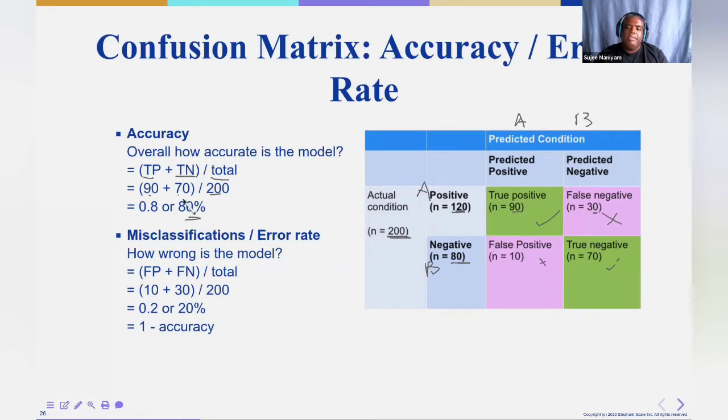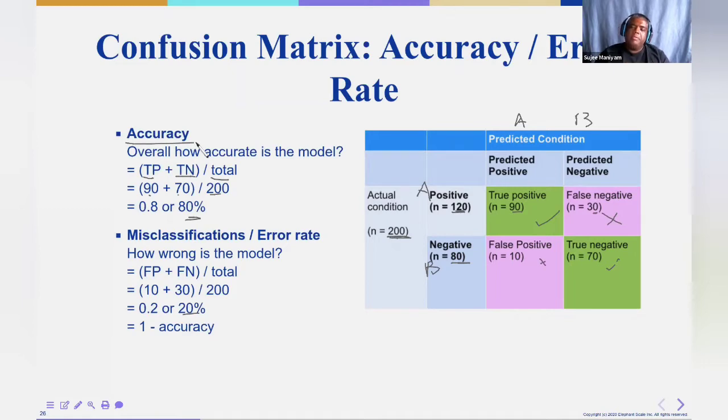What's the error rate? It's the opposite of this. If I'm 80% accurate, my error is 20%. You simply add up the misclassifications. So this is accuracy. Easy to calculate, and most of the time this is what we use.